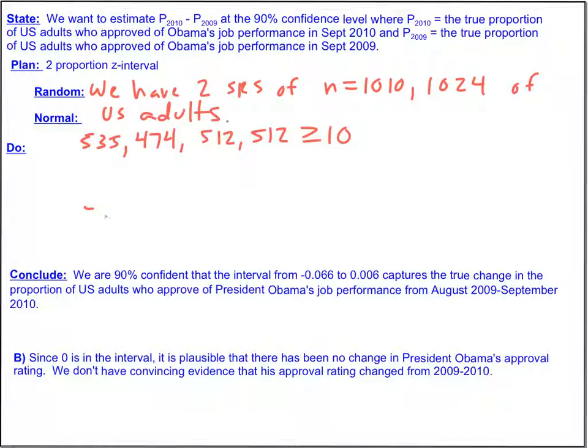Here's my interval. That's coming from 0.5 minus 0.53. Right? Remember my order. 2010 minus 2009. There's my critical value for 90% confidence.